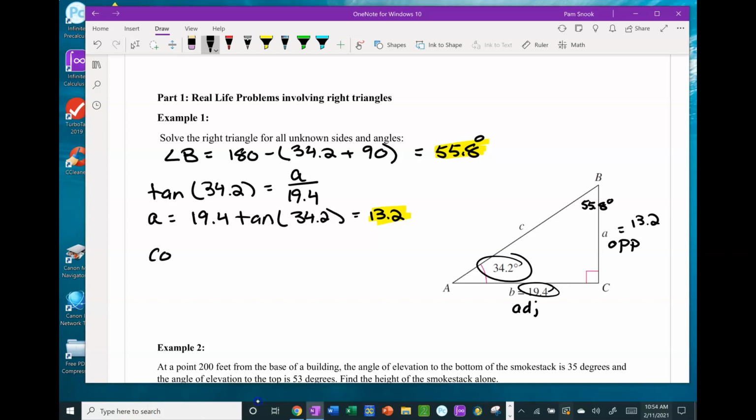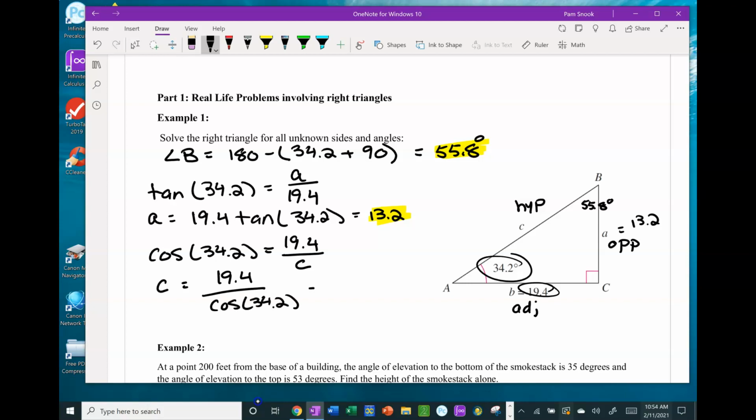So I'm going to say the cosine of 34.2 equals 19.4 over C. Remember, C is your hypotenuse, so cosine is the trig function to select. And then when I solve for C, I get 19.4 over cosine of 34.2. And just punch that up in your calculator. And I got 23.5. So that's C.